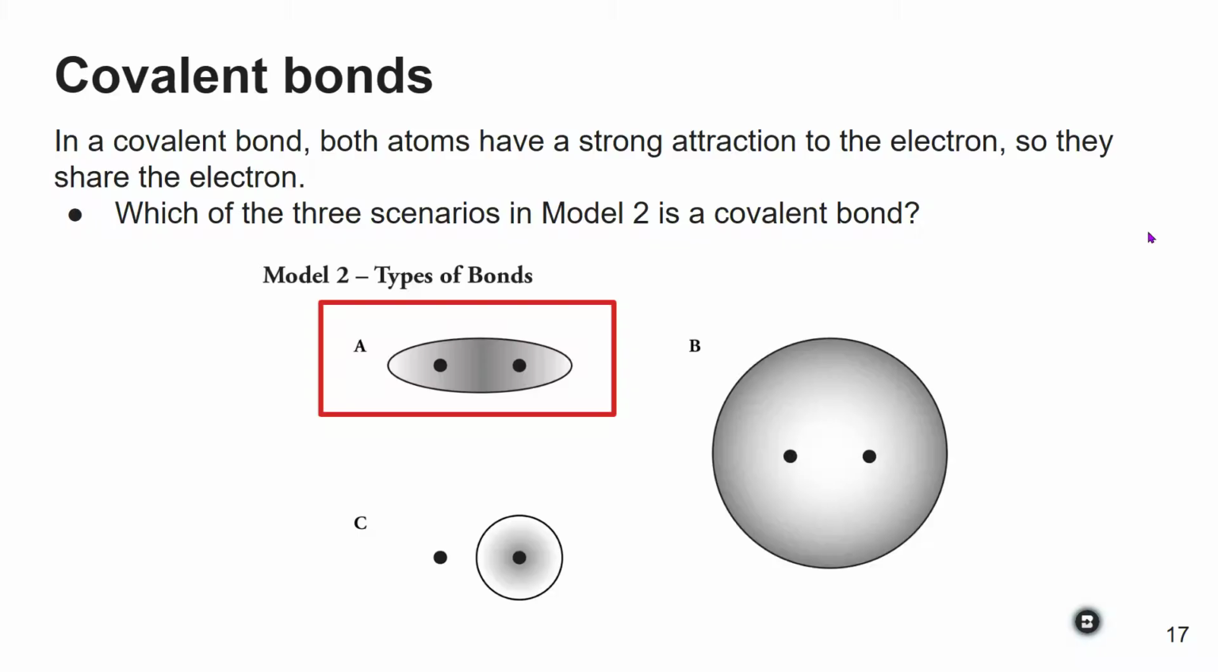Hopefully you came up with A. Again, we get that squashed orbital where the electron is just being tugged and squeezed between two different nuclei.